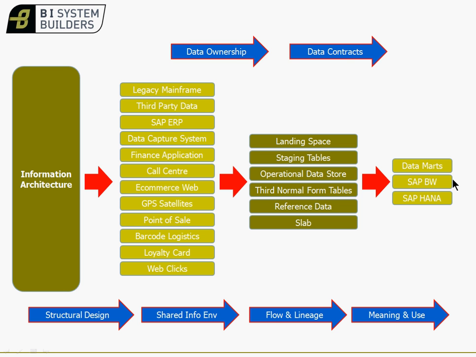And of course the data flow will move on from these things to things like data marts, maybe into SAP BW if you're an SAP house, maybe to SAP HANA if you want fast in-memory data. So cover off your information architecture. Keep in mind the business architecture. What information do you want for BI?